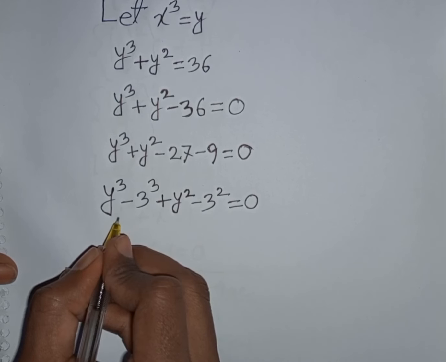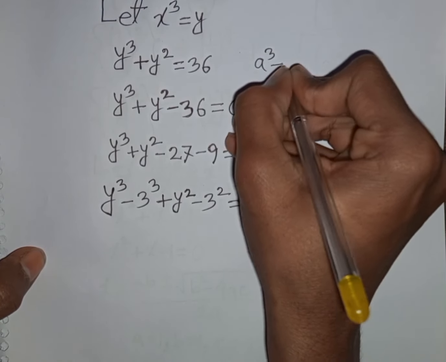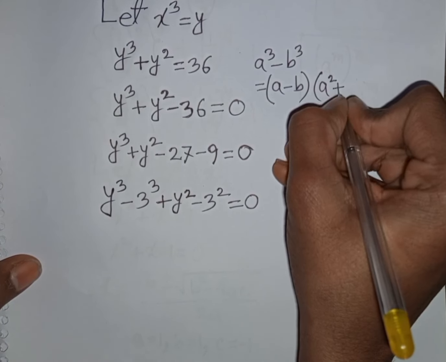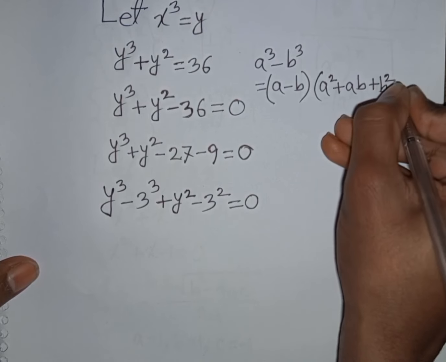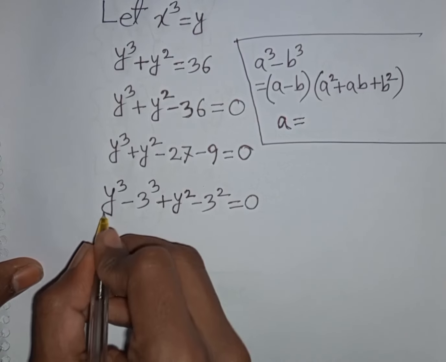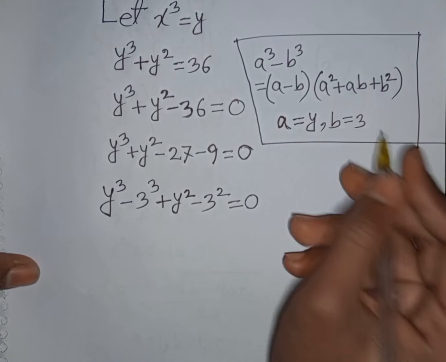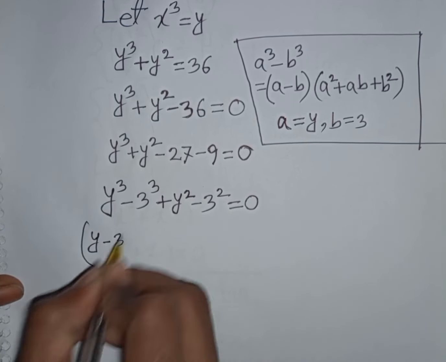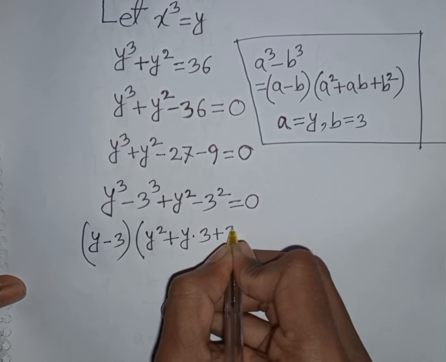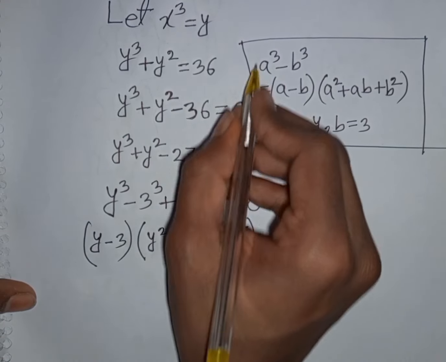Now here you can apply the formula of a cube minus b cube. Here a is y, b is 3. So according to this formula, a cube minus b cube is equal to a minus b times a square plus a b plus b square. Here a will be equal to y, b will be equal to 3. So you can write y minus 3 times y square plus y times 3 plus 3 square. That means a minus b times a square plus a b plus b square. This is the formula of a cube minus b cube.